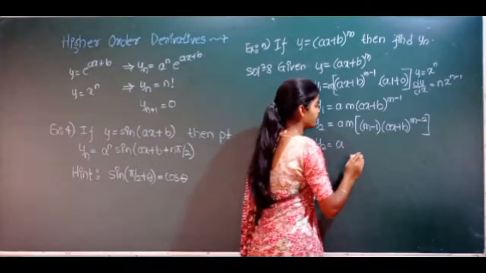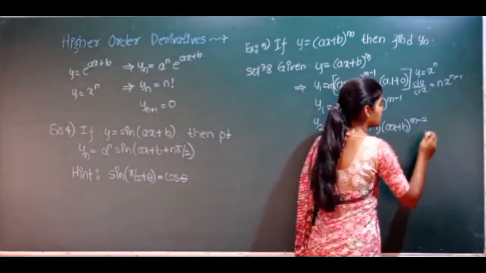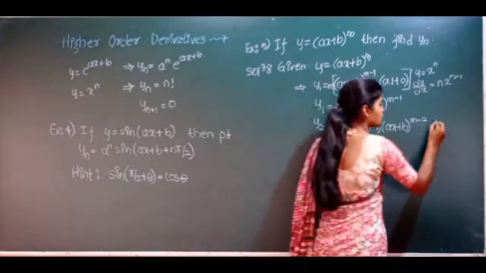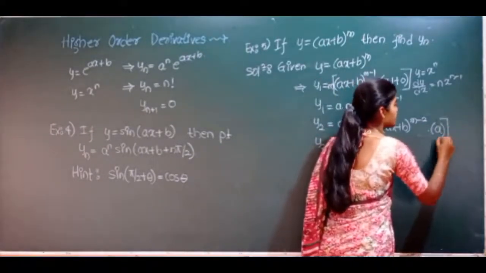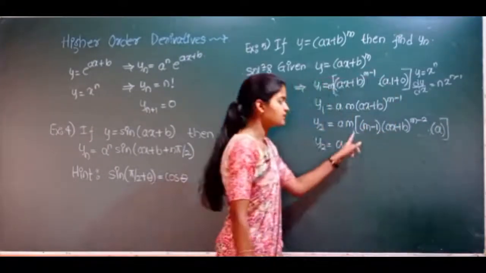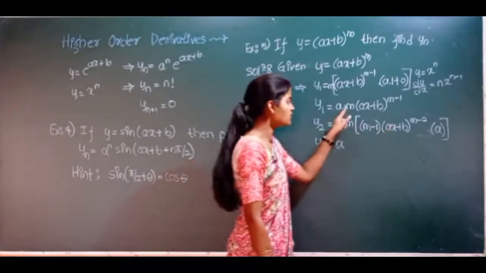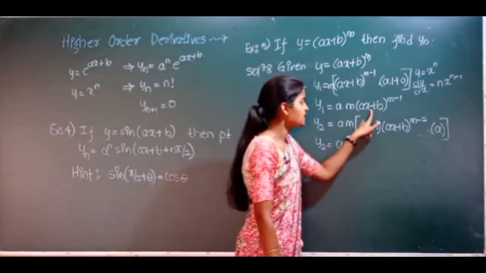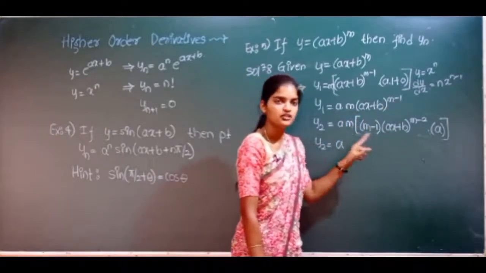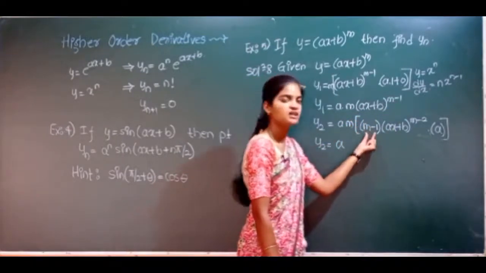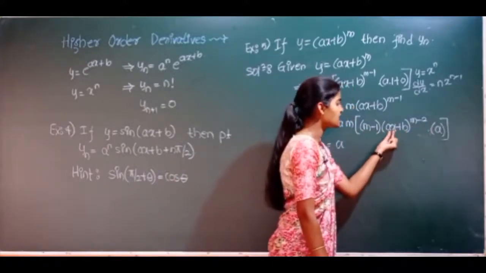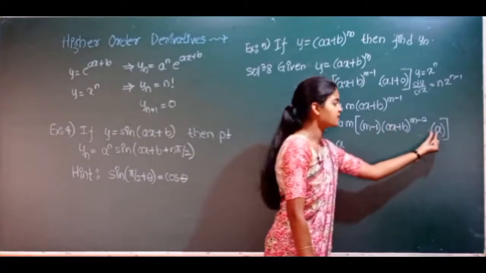now again, it is not completed yet. Here again we have to differentiate ax plus b, and I will write that directly as a. This completes the differentiation. First a into m is constant, we have kept as it is, then ax plus b raised to m minus 1, its differentiation is m minus 1 into ax plus b raised to m minus 2, into, again the differentiation of ax plus b, that is a.